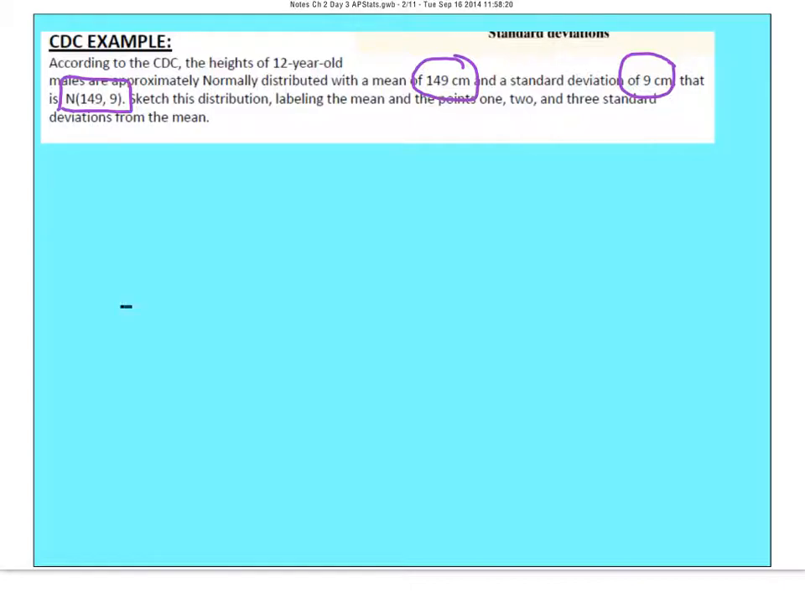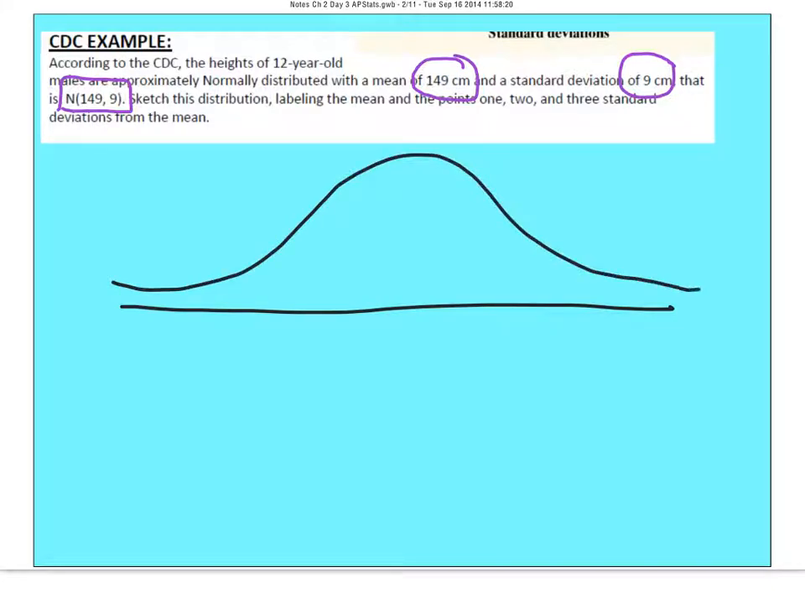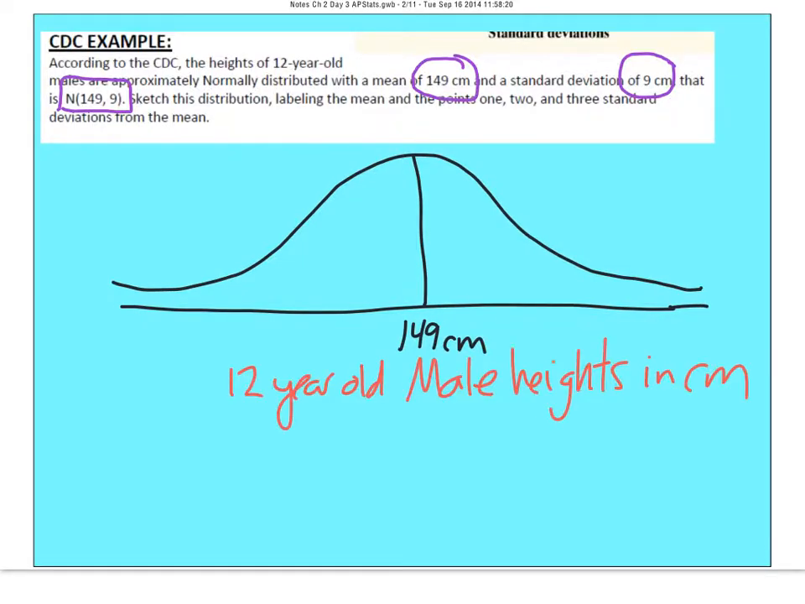So what we're going to do is just sketch a normal curve, nice and symmetric like this, and cut it right down the middle. At the middle is the mean, so this is where 149 centimeters resides. And I am going to label this, so let's put 12-year-old male heights in centimeters. Make sure to label the distribution.